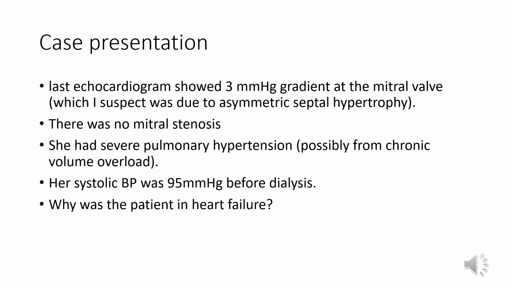The patient had an echocardiogram a few months ago that showed no mitral stenosis. A 3 mm gradient was likely because of asymmetric septal hypertrophy. There was severe pulmonary hypertension, possibly from chronic volume overload, and her systolic blood pressure was 95 millimeters mercury before dialysis. The question is, was the patient in heart failure?